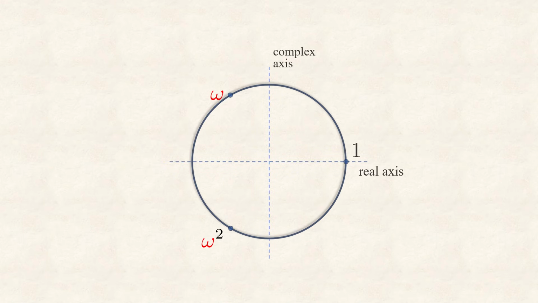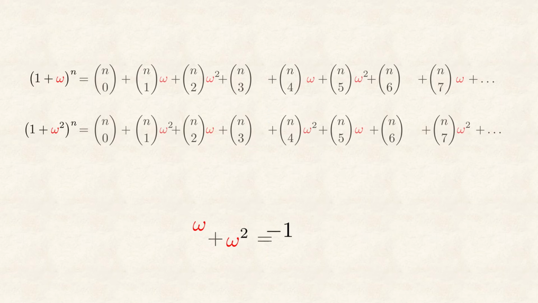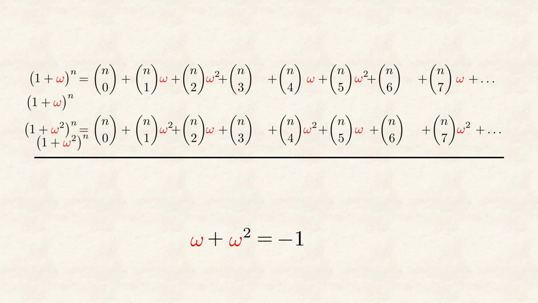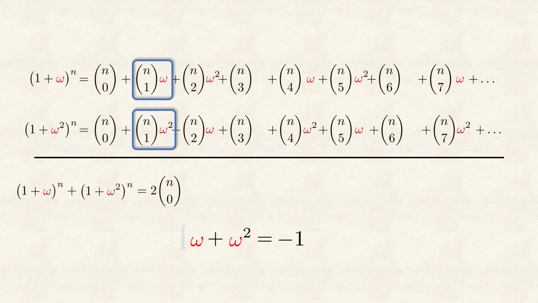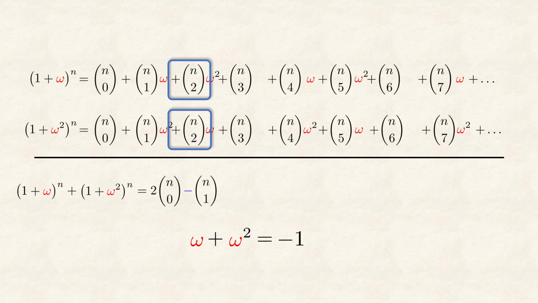Well, let's look at our circle. If we add these numbers by combining their vectors, we get the point -1. Hence omega plus omega squared is -1. So as before, let's add these two equations. Now, the numbers we're interested in have 2's and the others have -1's.